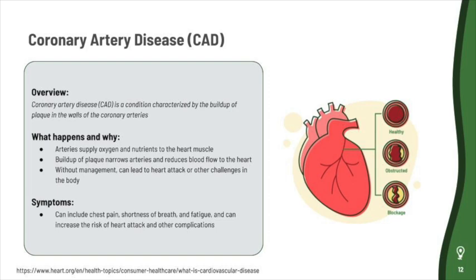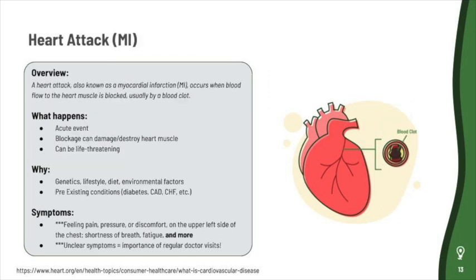That leads us into our next condition, which is a heart attack. A heart attack is also known as a myocardial infarction, or MI, and that occurs when blood flow to the heart muscle is blocked entirely, usually by a blood clot. Now, a blood clot can come from a piece of plaque breaking off and getting lodged in the artery. This blockage can damage or destroy part of the heart muscle and can be life-threatening.